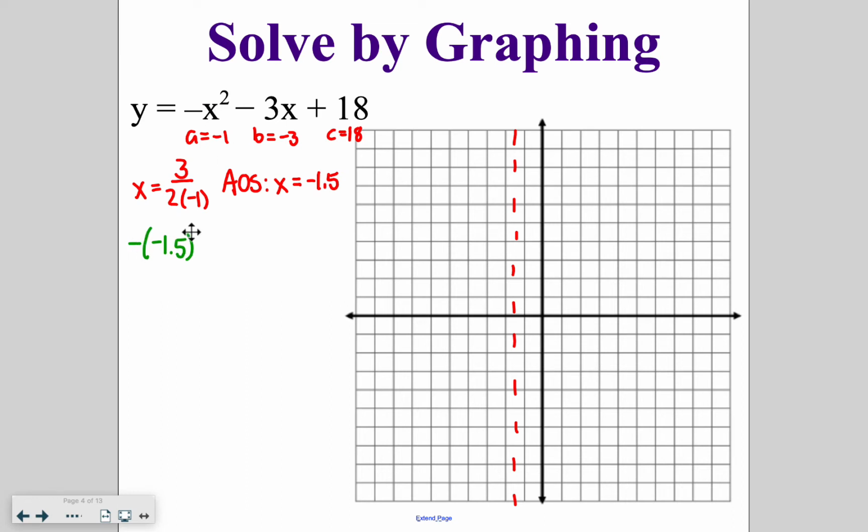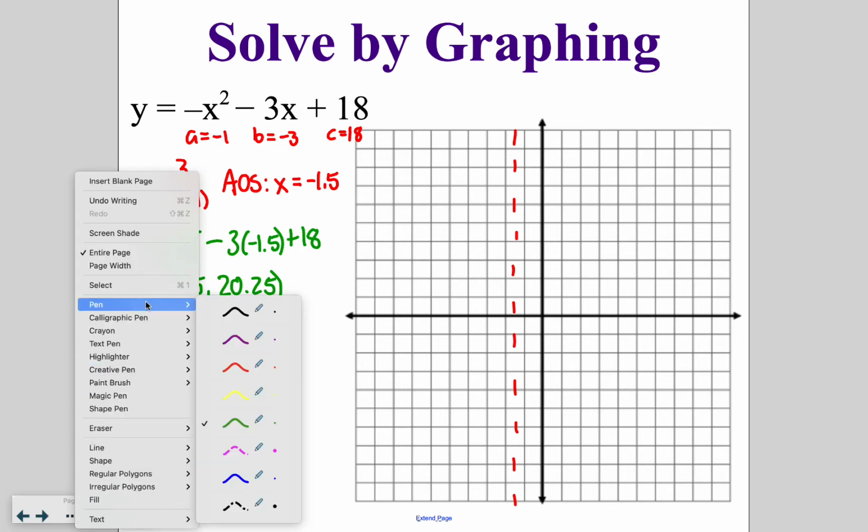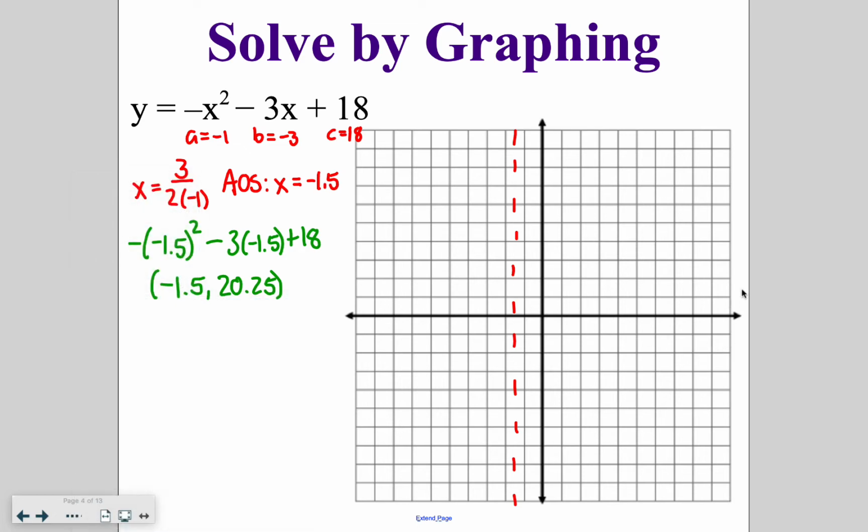So I've got -1.5 squared minus 3 times -1.5, and then adding 18 to that. When I do that, I'm going to get a point of -1.5 and +20.25. Now that's not going to fit on my graph. Since it's 20.25, that's barely above 20, so I can go ahead and just count by twos. So I'm going 2, 4, 6, 8, 10, 12, 14, 16, 18, and 20.